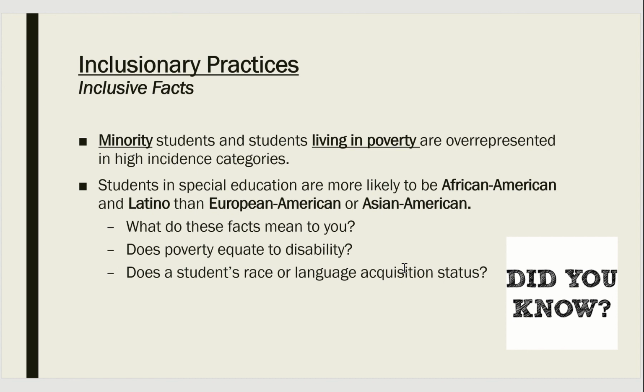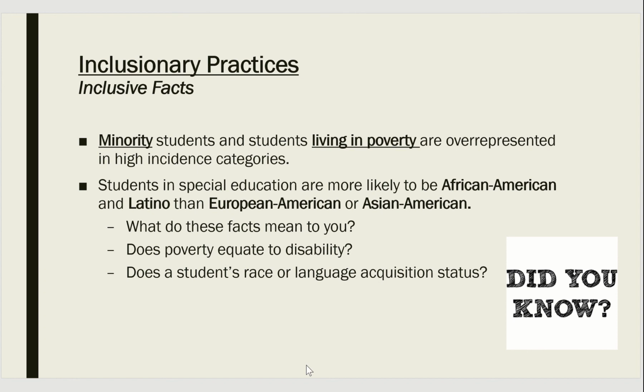The point behind this is, let's say blindness affects 2% of the population. You would expect then that 2% of whites, 2% of Hispanics, 2% of African Americans, etc., are all blind. And again, that's an inflated figure, but I just want to use it for a frame of reference. What this slide means is that individuals who live in poverty and minority students are over-identified in high incidence categories like specific learning disabilities.